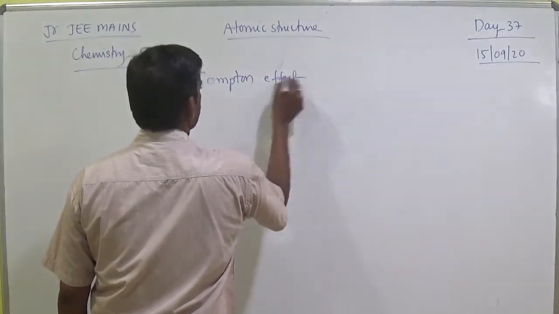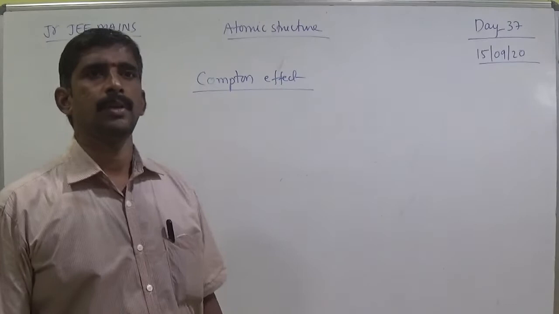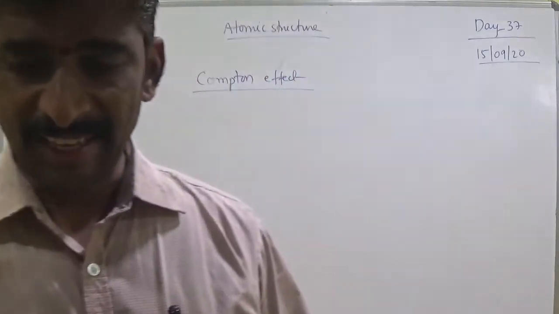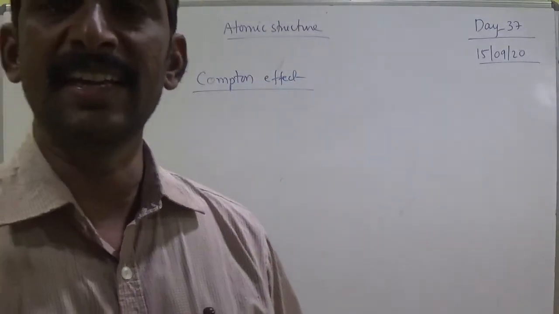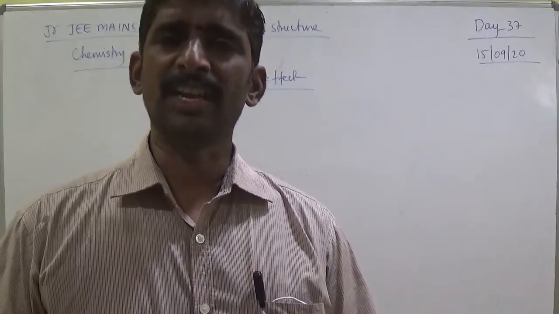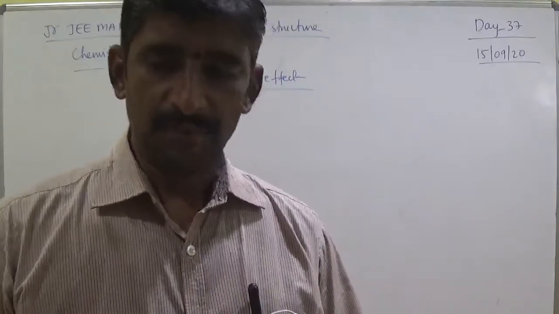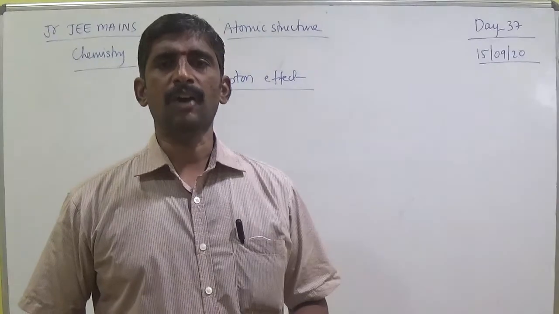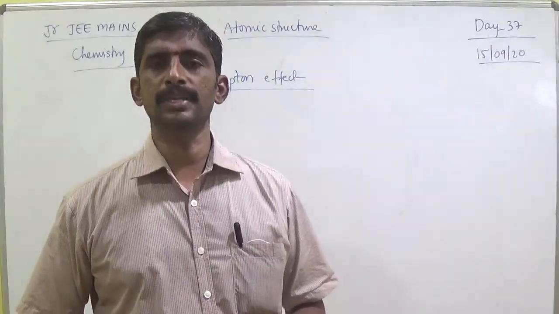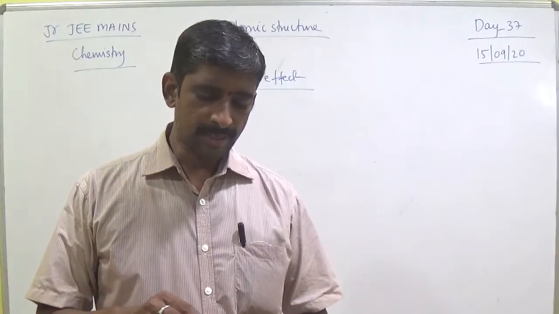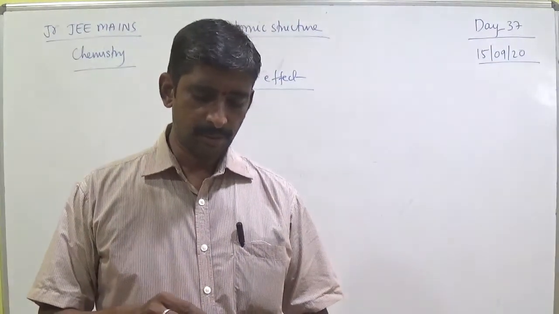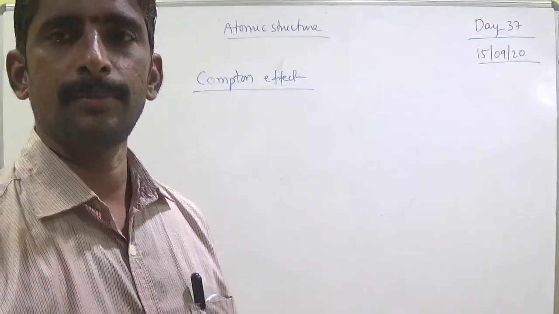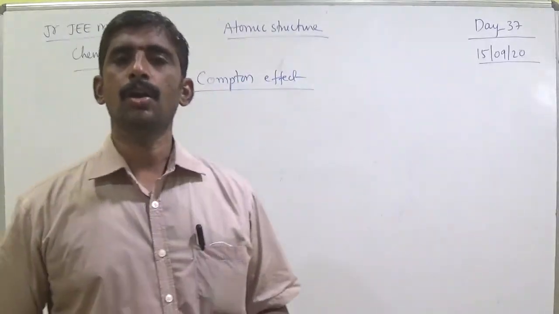Compton effect. Just the definition. What is meant by Compton effect? The increase in wavelength or decrease in energy of X-rays after scattering from an object is called Compton effect. So once again, the increase in wavelength or decrease in energy of X-rays after scattering from an object is known as Compton effect.